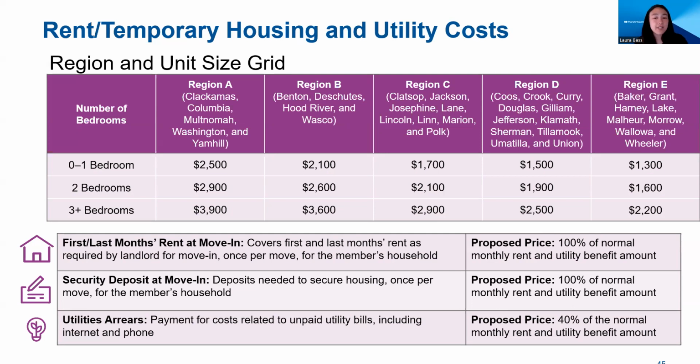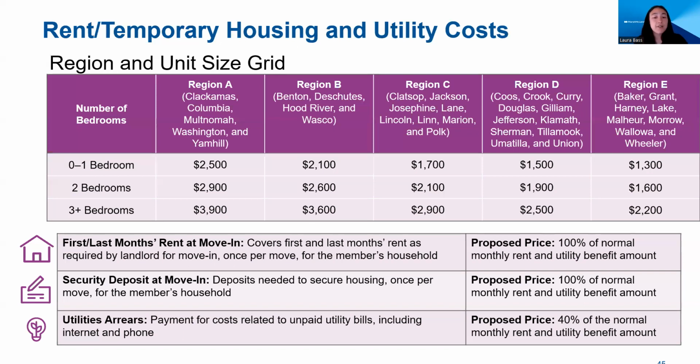Pricing is listed under each region for a 0 to 1 bedroom unit, a 2-bedroom unit, and 3 or more bedroom home. As discussed, each monthly rent is largely based on 120% of the fair market rent in Oregon for the indicated counties. We also included additional amounts for utilities that are included in this benefit, but that we understand are not part of the fair market rent developed by the U.S. Department of Housing and Urban Development. So this includes estimates for phone and internet and renter's insurance.